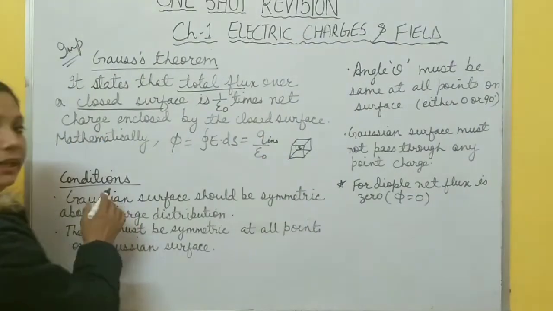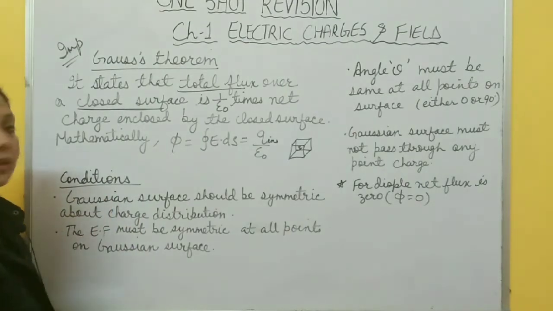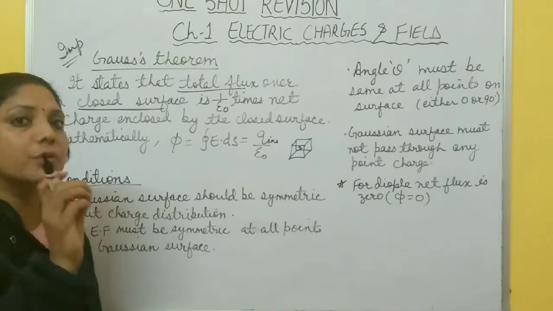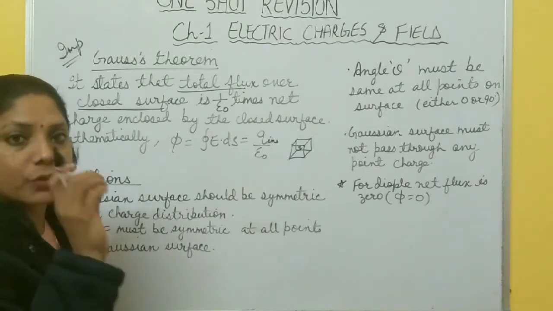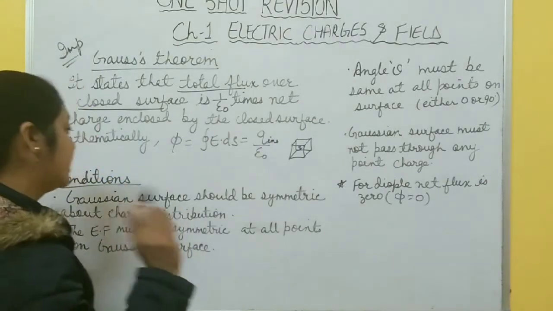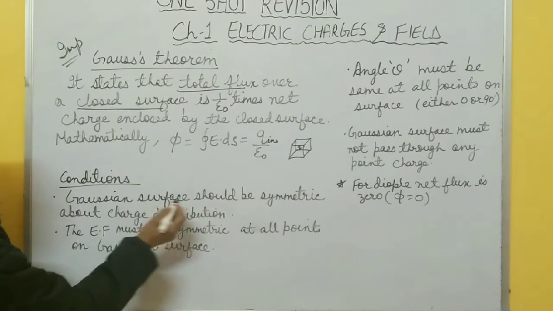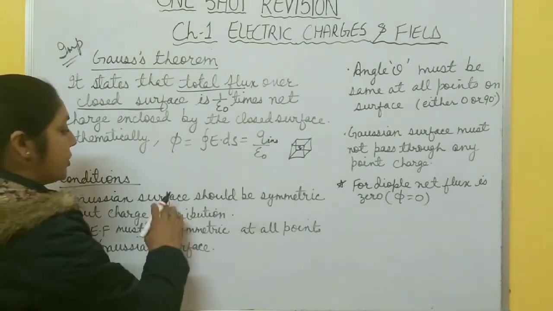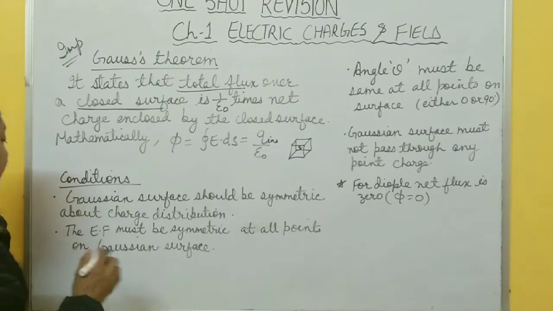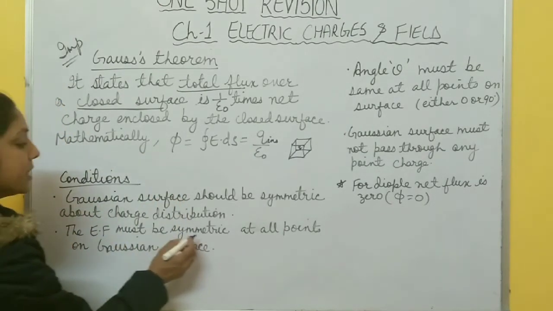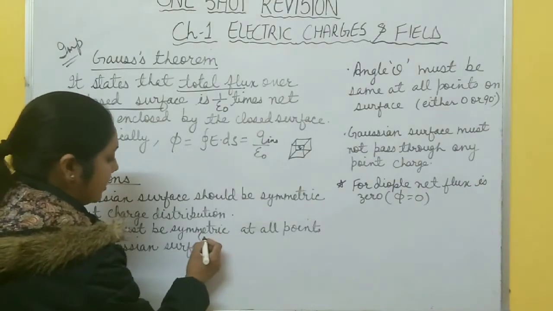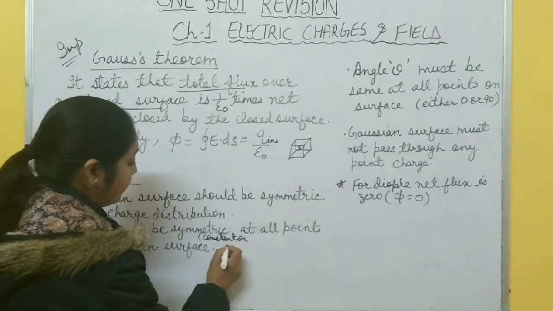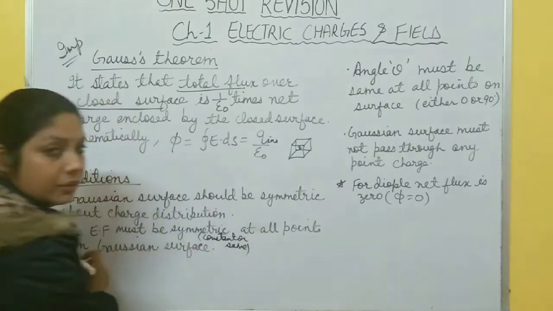But there are some conditions to apply Gauss theorem. The charge must be enclosed within a closed surface, and that closed surface is called the Gaussian surface. The Gaussian surface should be symmetric about the charge distribution. And second, the electric field must be symmetric. Symmetric means the value is constant, or the same, at all points on the Gaussian surface.